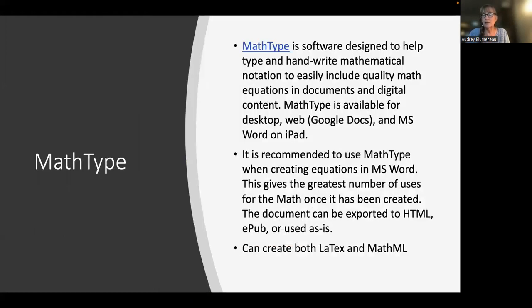So MathType is a commonly used software that's designed to help type and handwrite mathematical notation to easily include quality math equations in documents and digital content. And MathType also has something called ChemType for chemistry. It's available for desktop, web, Google Docs, Word, and now on iPads. It tends to be recommended when creating equations in MS Word. It gives the greatest number of uses for math once it's been created. That document can then be exported to HTML or an EPUB or even used as is. And it can create both LaTeX and MathML.